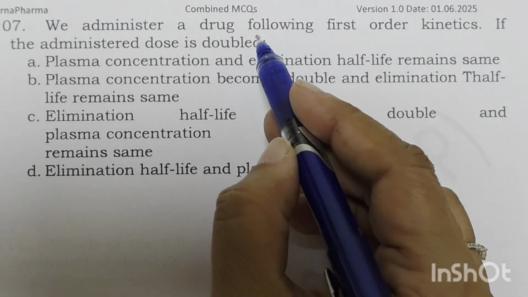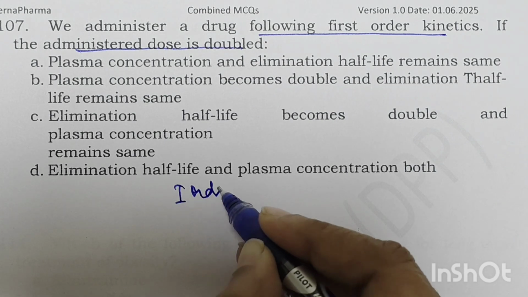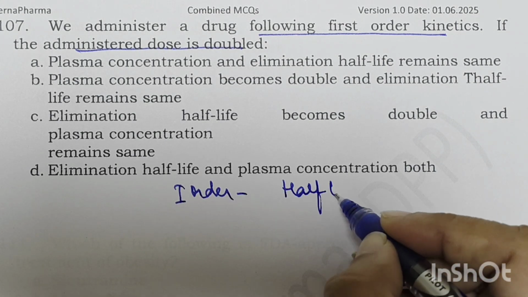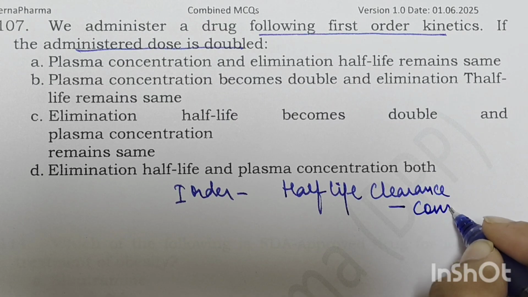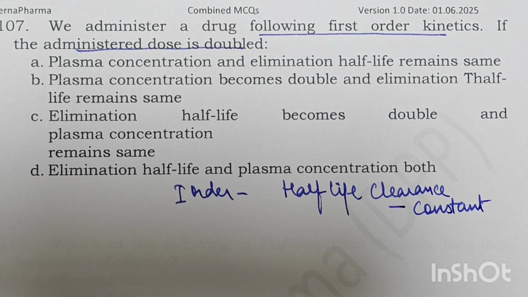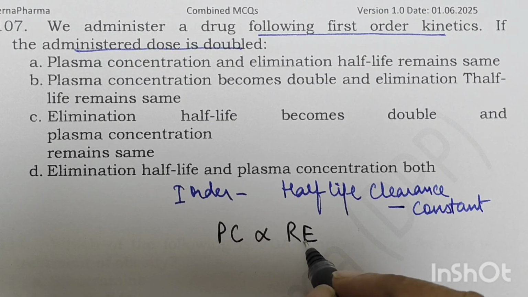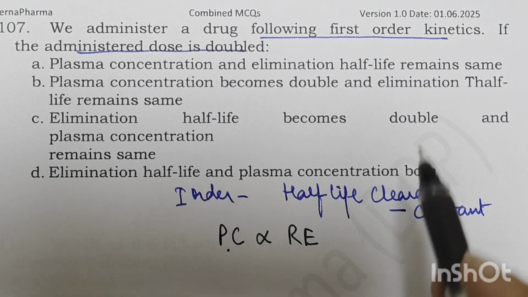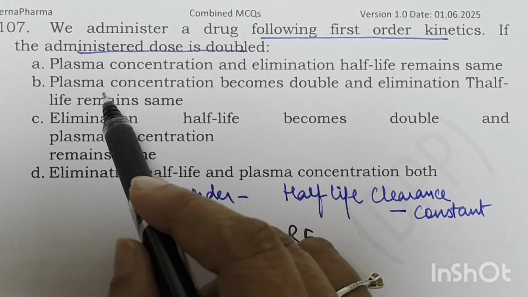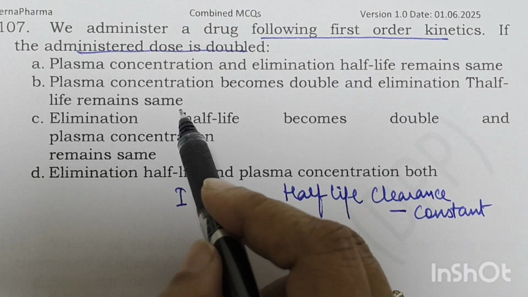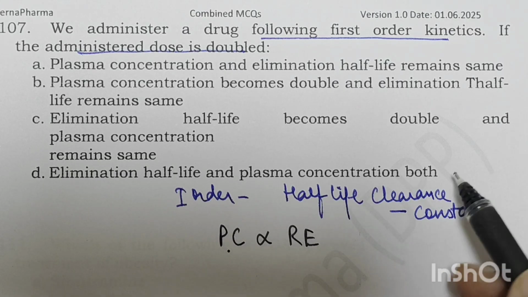We administer a drug following first order kinetics. If the administered dose is doubled, what will happen? Now for first order kinetics, remember the half-life and clearance remain constant. Plasma concentration is directly proportional to rate of elimination, or you can say the other way, rate of elimination is directly proportional to plasma concentration. The options: plasma concentration and elimination half-life remain the same; plasma concentration becomes double, elimination half-life remains the same; elimination half-life becomes double, plasma concentration remains the same; both remain the same.